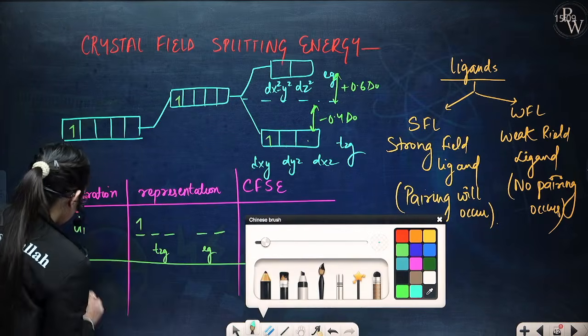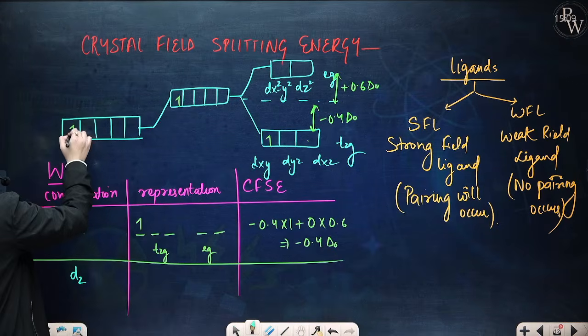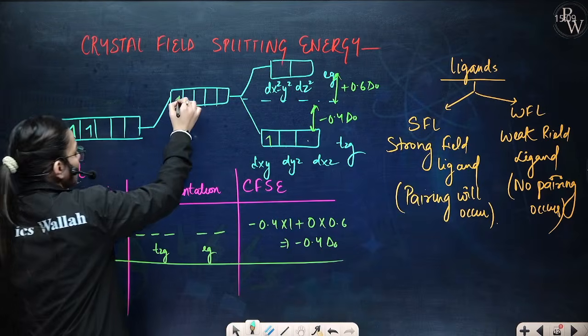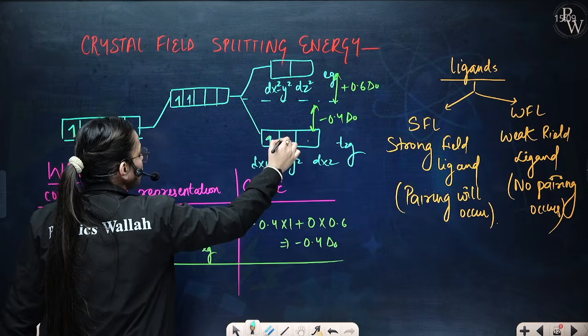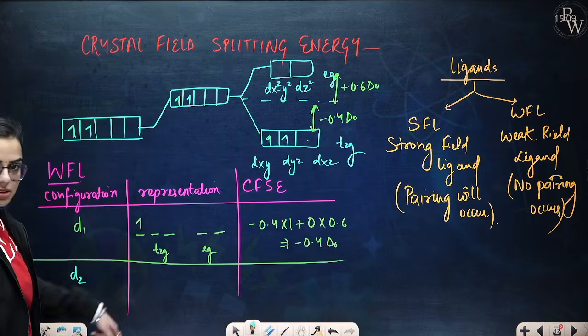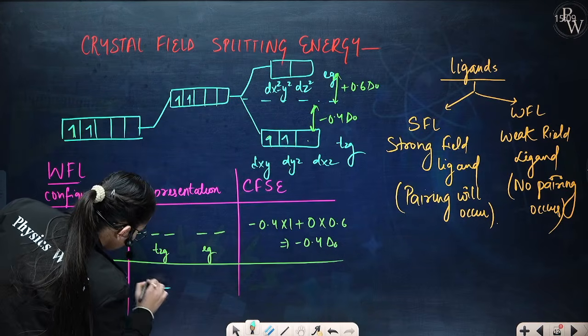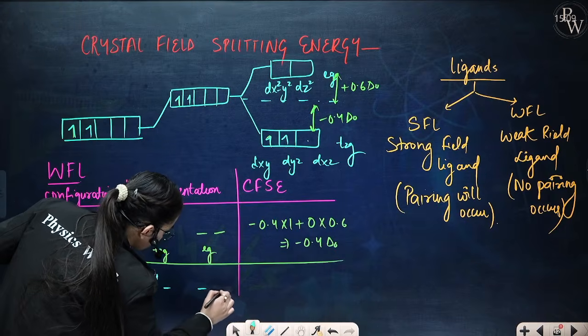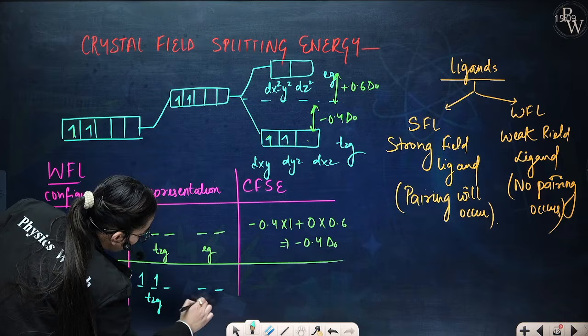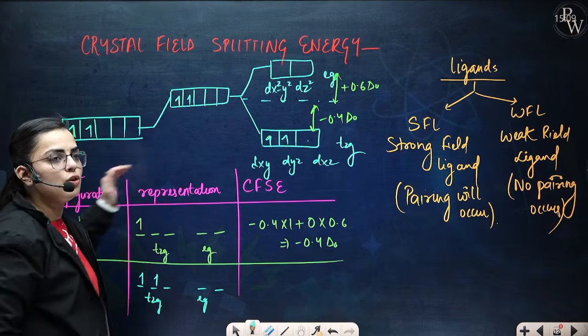For the next one, if we have D2 electrons, this is the first electron, second electron. Now how many electrons? 2 electrons, ma'am. Let us represent over here. In T2G you will show 2 electrons, 1, 2, and in EG, no electron, because initially you have to fill the T2G first and then you will move forward to the EG.